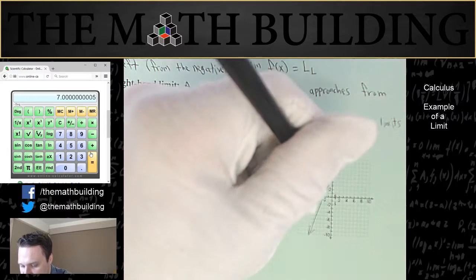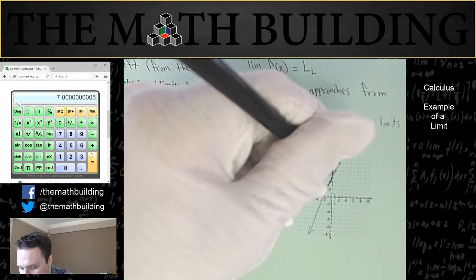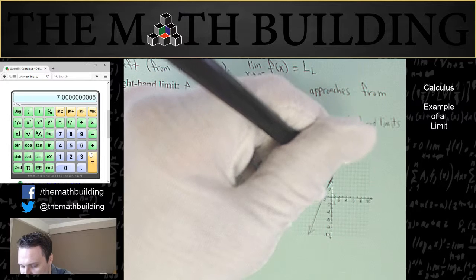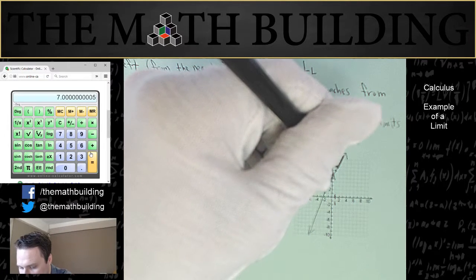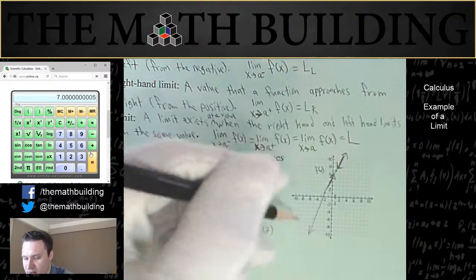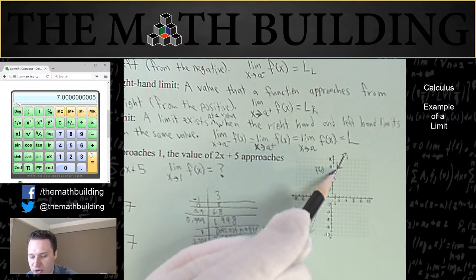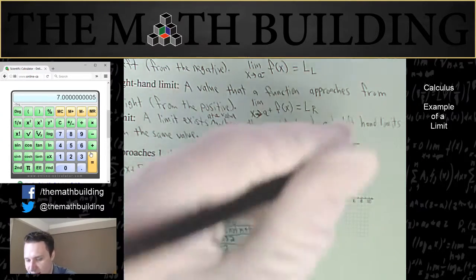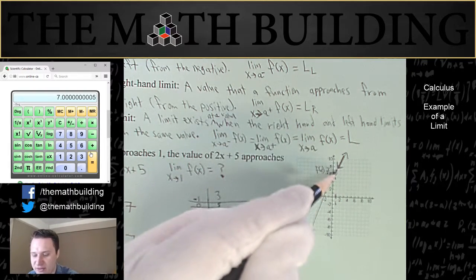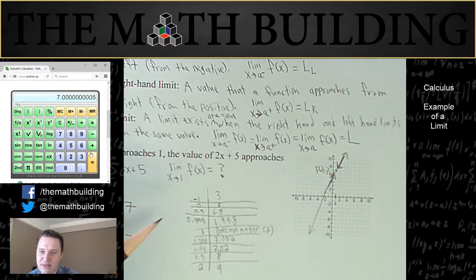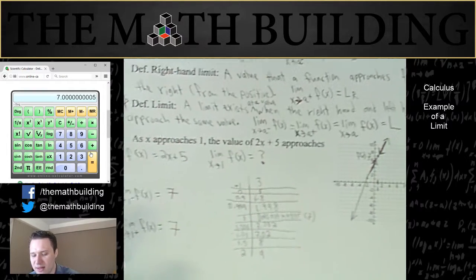And you can see that from the left-hand side, we appear to be approaching the value of 7. And from the right-hand side, we appear to be approaching the value of 7. So because those two values are approaching the same value, that means our limit is 7. And it just so happens that that is also what the function is at 1. So I hope all of this makes sense.